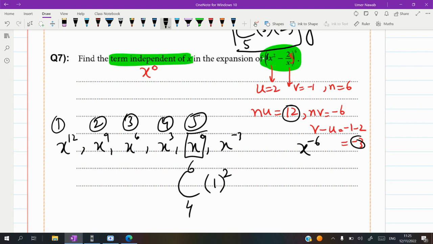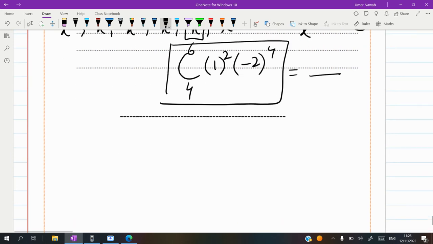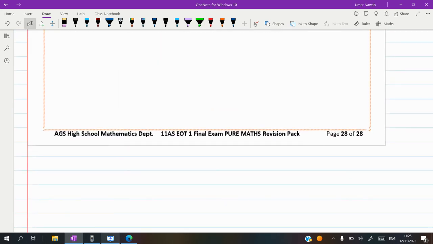So 1 raised to power 6 minus 4 is 2, and minus 2. Don't forget minus 2 raised to power 4. Whatever the answer comes through the calculator, you write it here. That should be the term which is independent of x, and that's all.